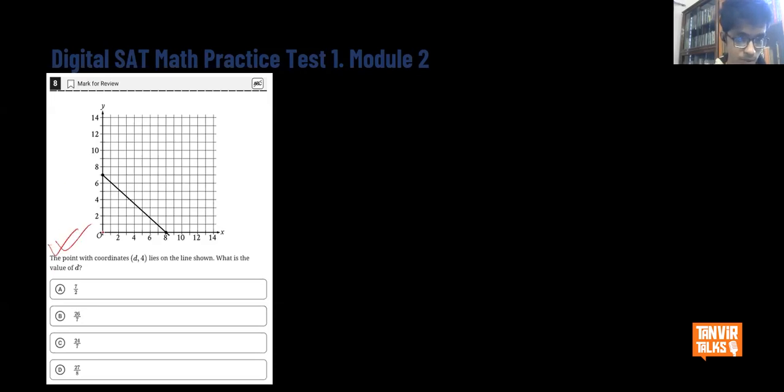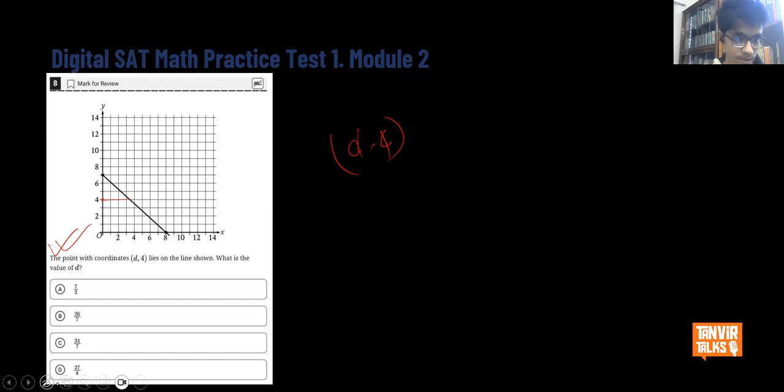Okay, so this question is asking about the point with coordinates (d, 4) lies on the line shown. What's the value of d? Okay, so where is 4 on the y axis? Y axis এ 4 হচ্ছে এখানে.